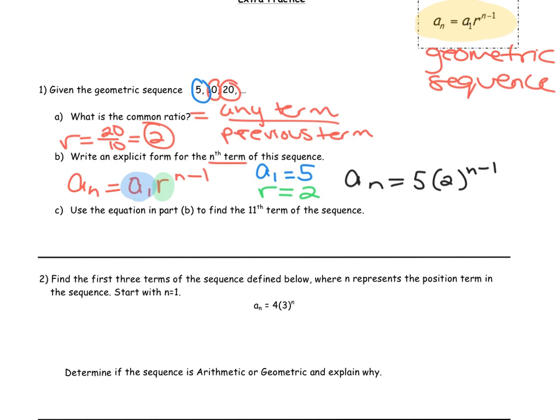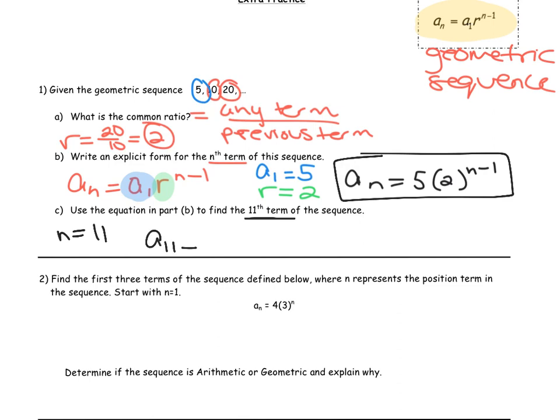Okay, now part C says, using the equation from part B, find the 11th term. So now I want to find the 11th term. Well, remember, n is now going to equal 11. So I'm just going to plug into my formula here. I have a sub 11 equals 5 times 2 to the 11 minus 1.